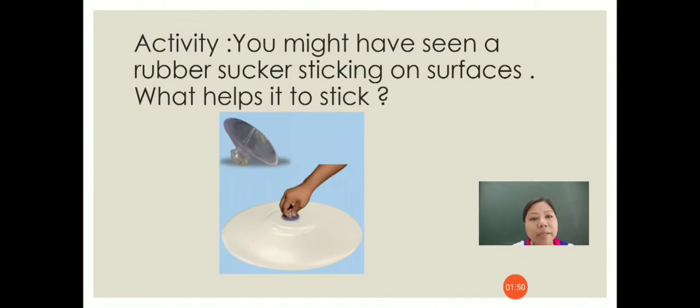Now, children, here is an activity which shows a rubber sucker. You might have seen a rubber sucker which sticks on surface and usually on smooth surface. So, children, what do you think? What helps it to stick? It is actually the pressure which helps it to stick, and which pressure? It is the atmospheric pressure. So, the atmospheric pressure helps the rubber sucker to stick on surfaces, and usually rubber sucker sticks well on smooth surfaces. So, let us now understand how atmospheric pressure helps in these activities.